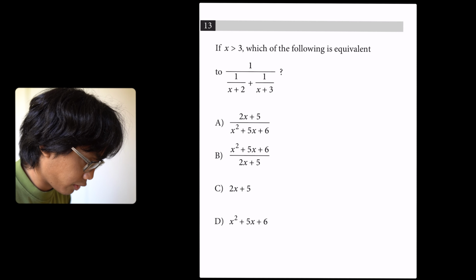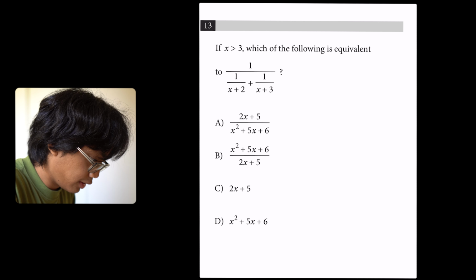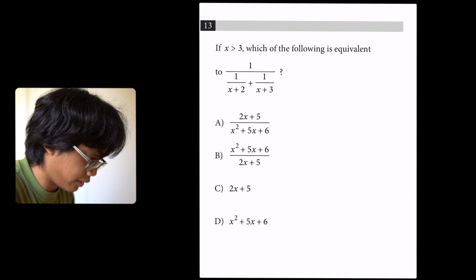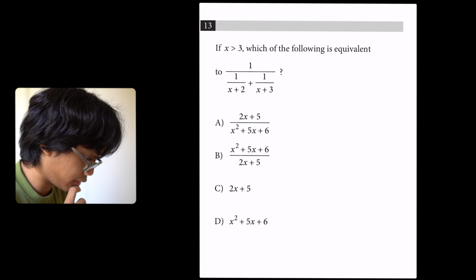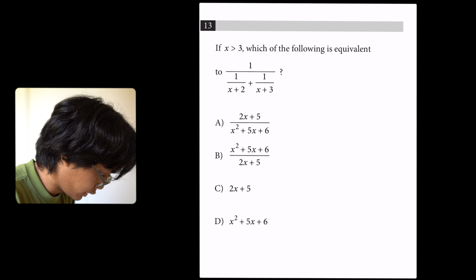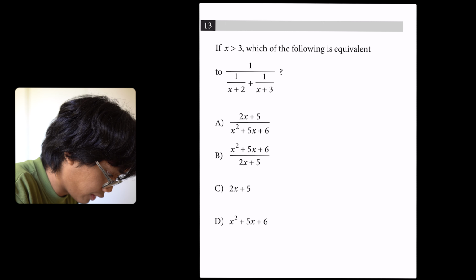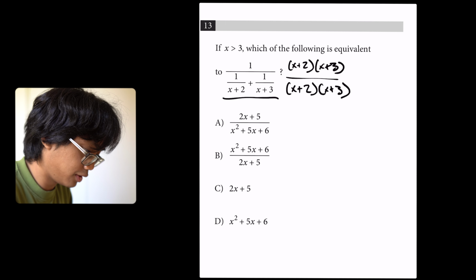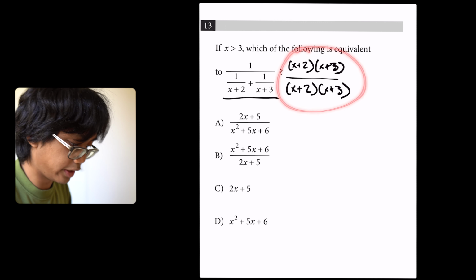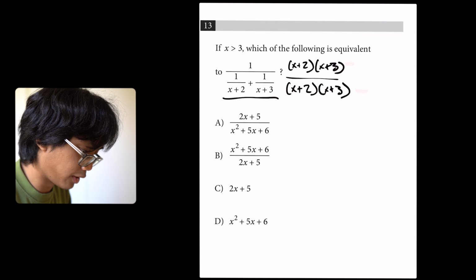If x is greater than 3, which of the following is equivalent to this nested fraction? Since these terms are in the denominator, and they're fractions within the denominator, we can multiply the entire thing by a common term to make everything cancel out. So we multiply by x plus 2 times x plus 3 over x plus 2 times x plus 3. This term is still equal to 1 since the numerator and denominator are the same thing, so we're not actually changing the equation itself.